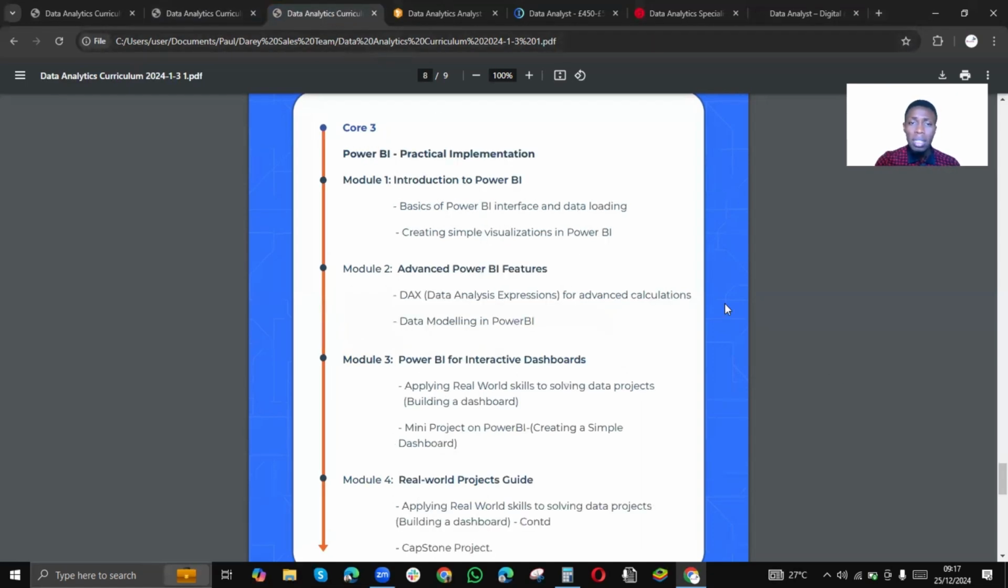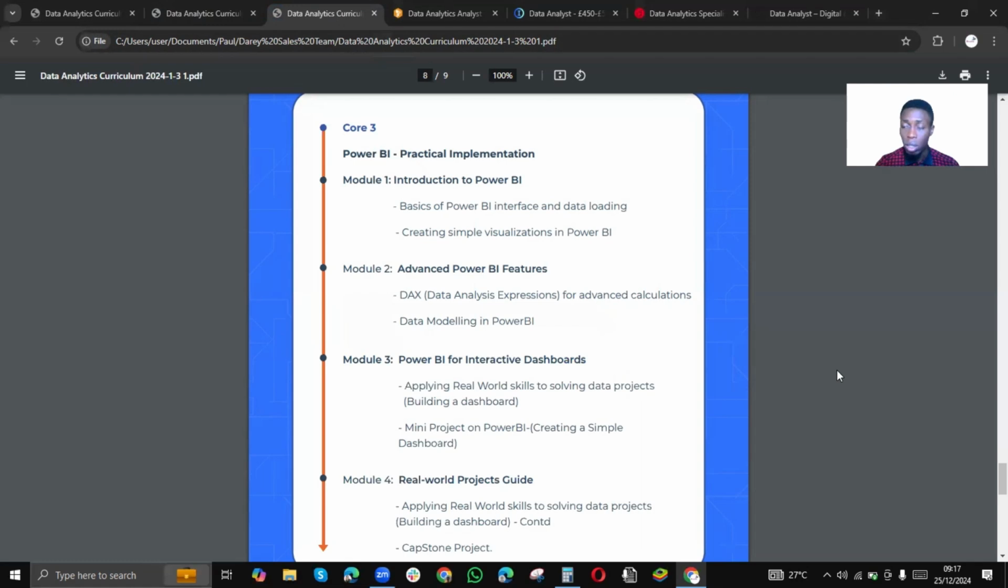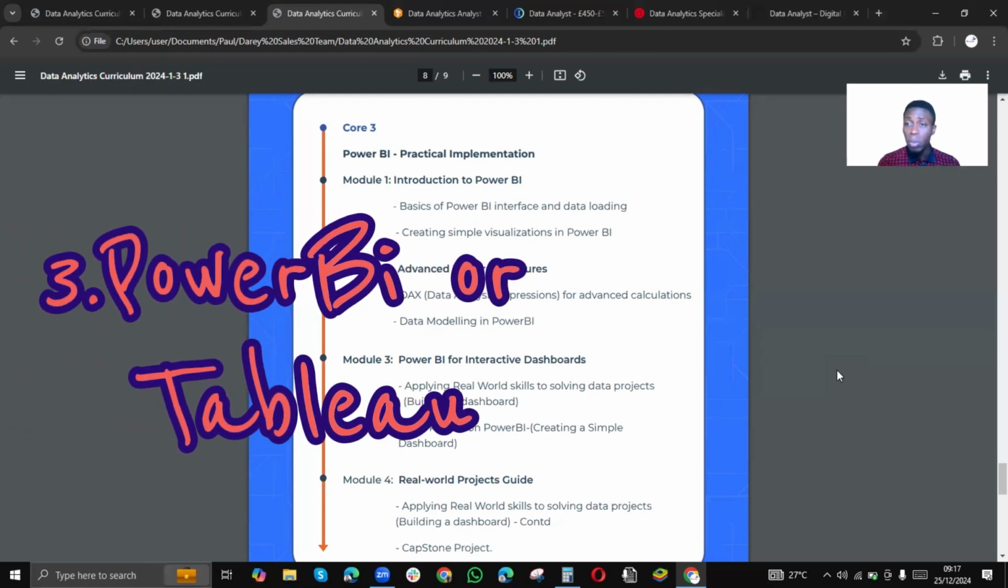It's not limited to that. There is also Power BI. Power BI is a data visualization tool. In fact, it is specific to data visualization. Power BI is not the only tool for data visualization. There's also a tool called Tableau, and there are others too, but the most popular tools in this direction are Power BI and Tableau.